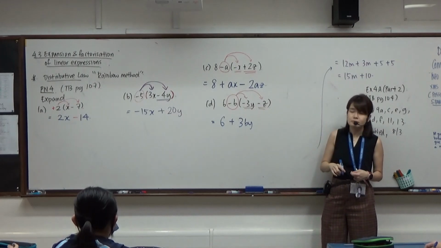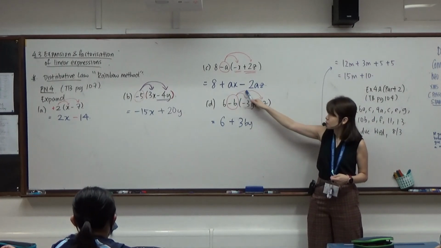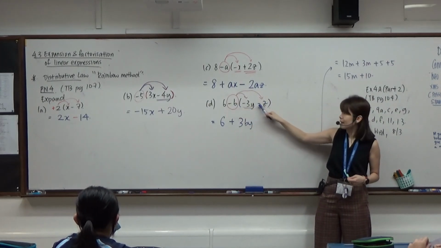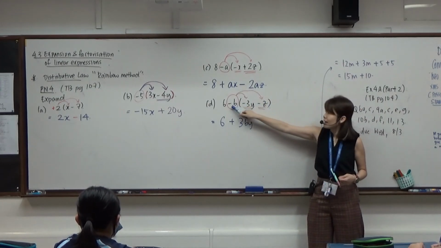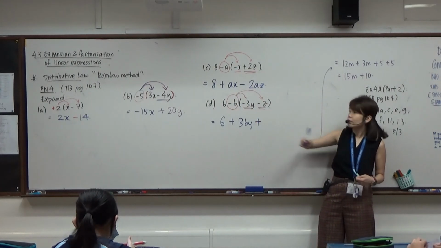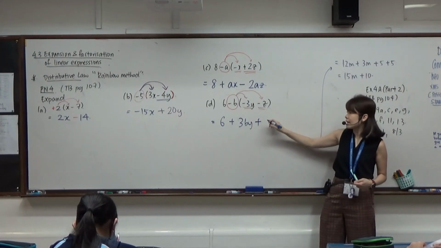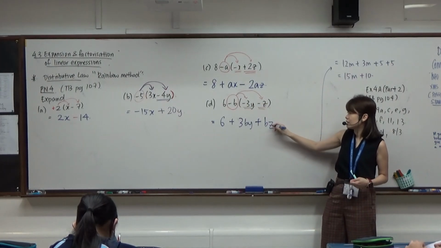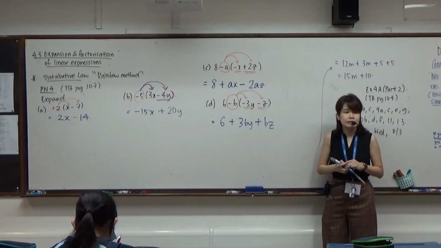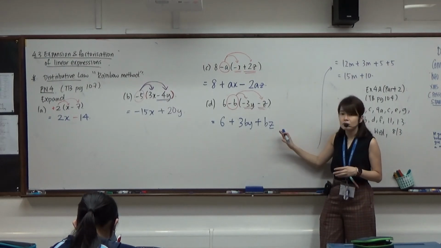Then we look at the next rainbow, which is going to be my minus b with my minus z. Minus and minus gives us a plus. And then b times z, since there are no numbers, we maintain it as bz. You understand? Any questions?